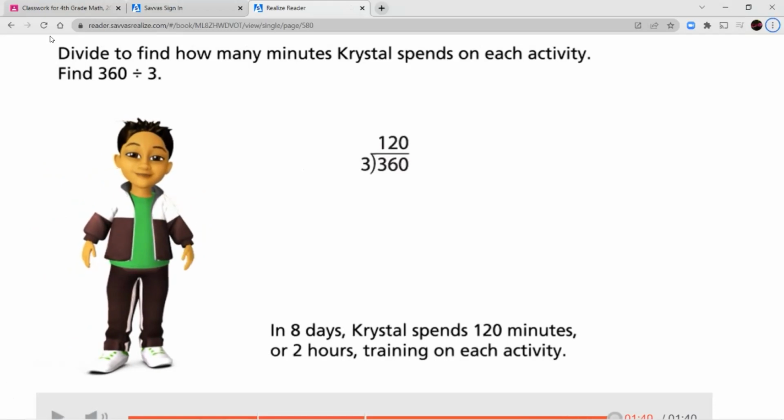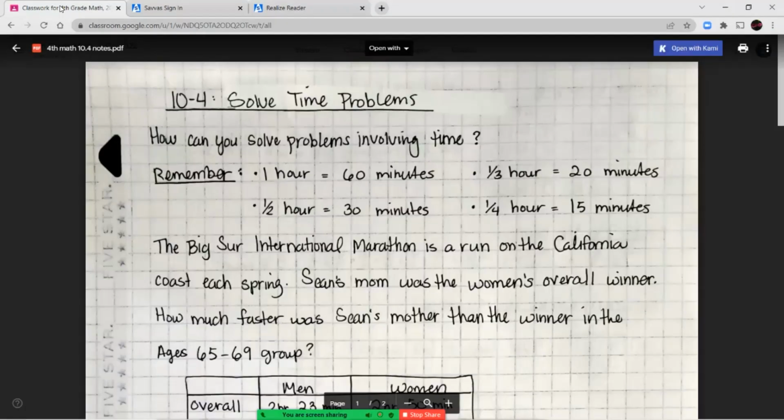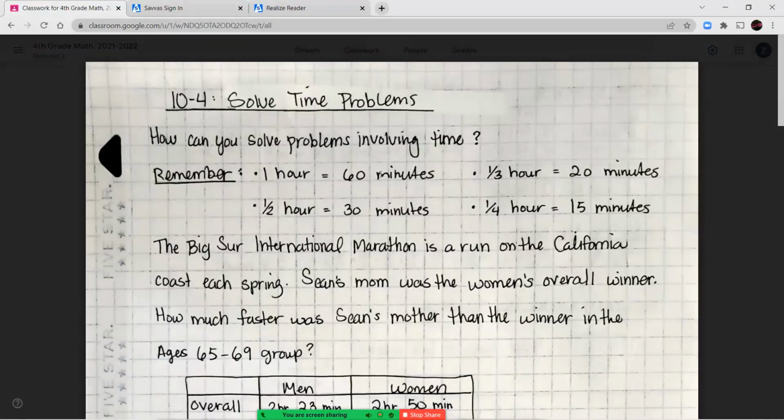All right, let's go ahead and get into our notes and guided practice. 10-4, solve time problems. How can you solve problems involving time?